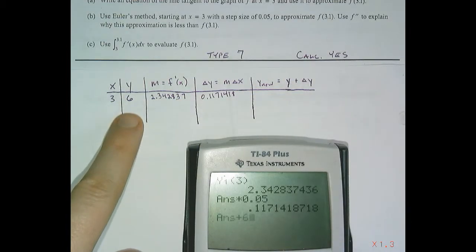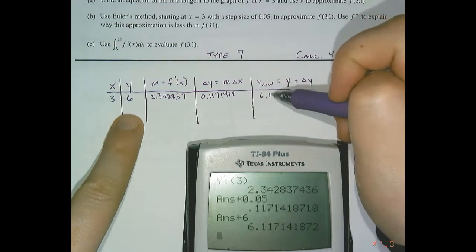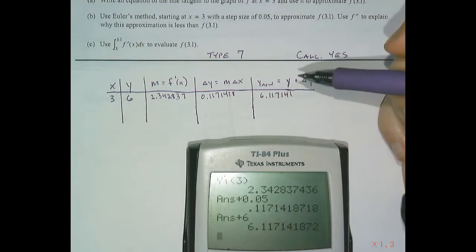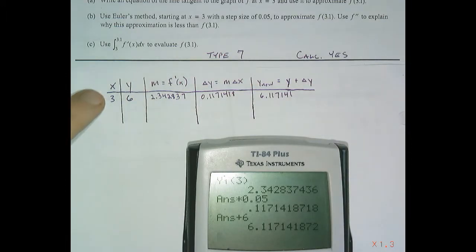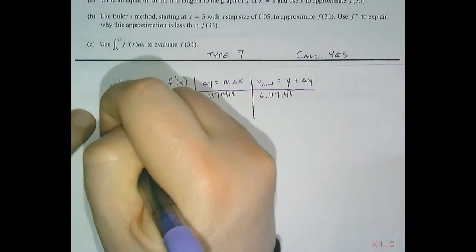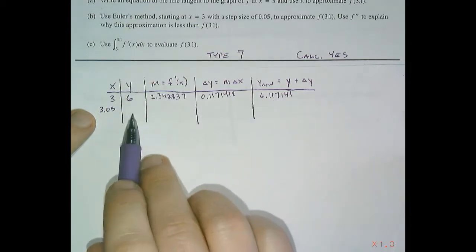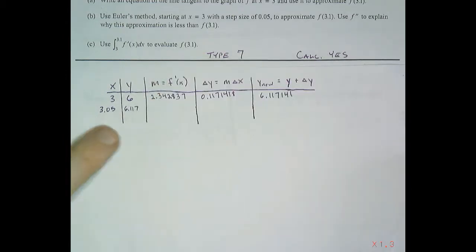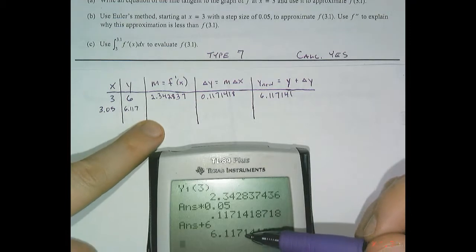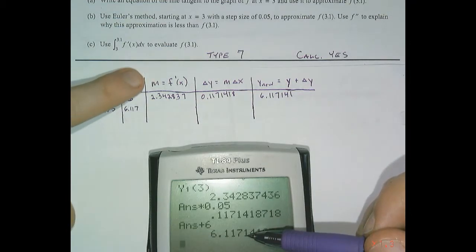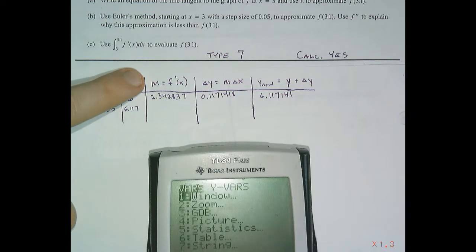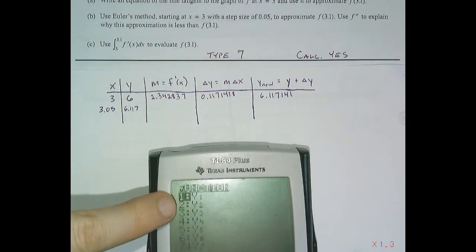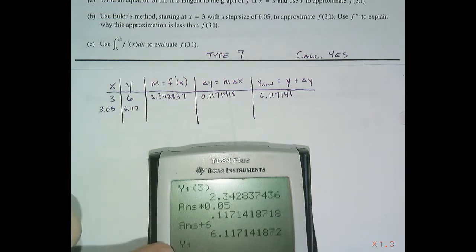So we're going to add that to 6. 6.117141. Okay. So our next step is at 3.05, and then this value comes down here as 6.117. Okay. I want to plug this equation into my slope function, so I'm going to do vars, y vars, function y1. So we're evaluating f prime at our x value of 3.05.